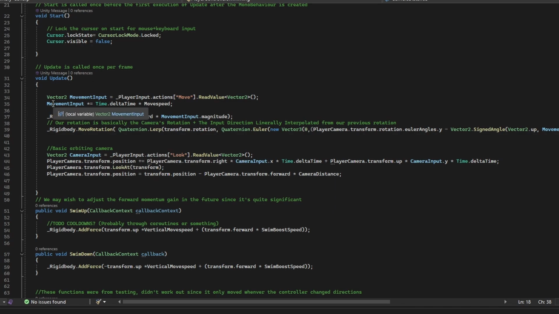Then we decide to multiply the movement input by the delta time and movement speed to make it independent of frame rate. That is the movement speed itself, independent from frame rate. And then we do rigidbody.AddForce(transform.forward * movementInput.magnitude). This basically is just saying however much we're moving at this moment, go ahead and apply it forward.